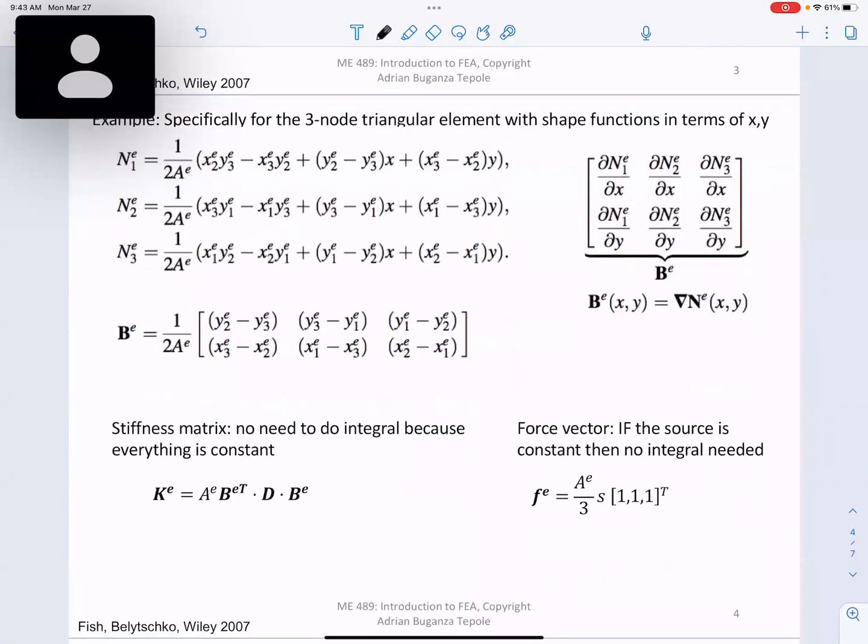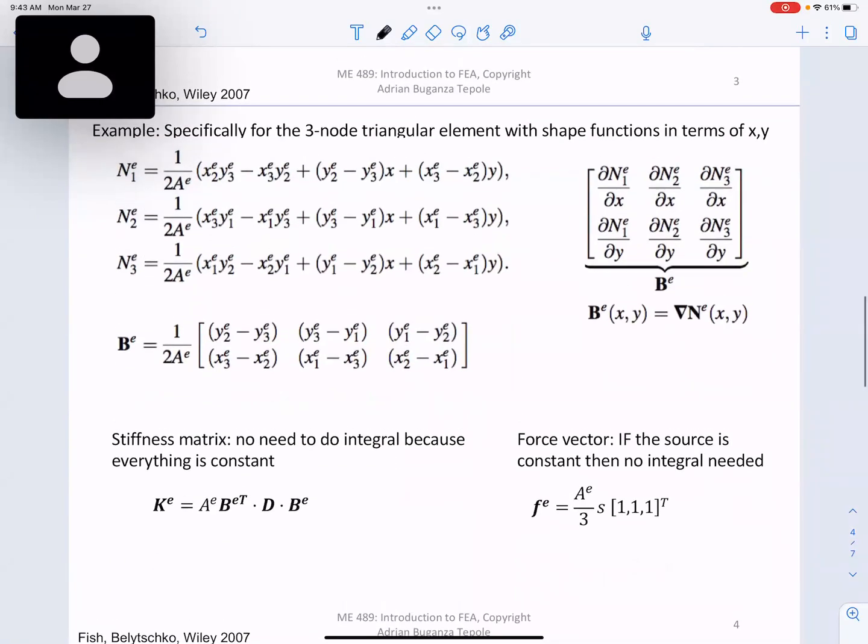Again, these are the explicit shape functions for the triangle. This is the notation by the book. For the gradients, this B basically has the gradients of the shape functions. This is D, and this is the gradient of shape function 1. This is the gradient of shape function 2. This is the gradient of shape function 3.